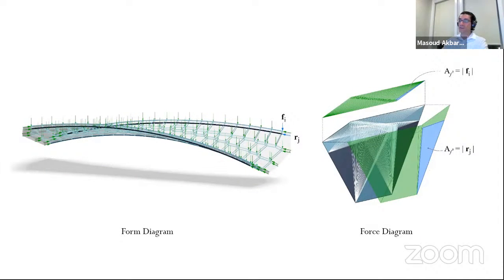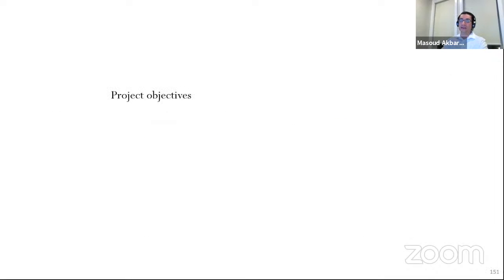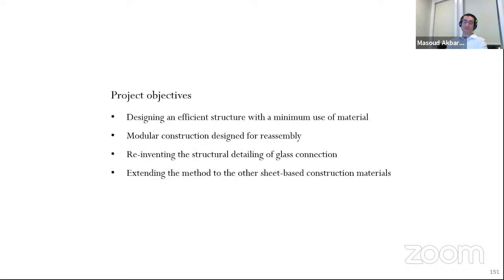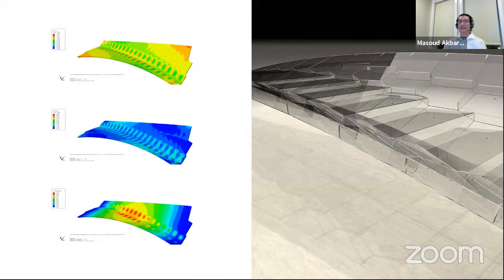Obviously, the form and force diagram has been generated using 3D graphic statics. So we had a clear objective in designing such a structure. First of all, we were looking for an efficient structure with a minimum use of material. And we were looking for modular construction designed for reassembly. For this reason, we had to reinvent the structural detailing of glass connections. And more importantly, because glass is one of the most difficult materials to work with, if we could control the flow of forces and fabrication for glass, we could certainly extend the use of this method to other sheet-based materials. So we did some preliminary FE analysis, and it showed that, yes, this is feasible.